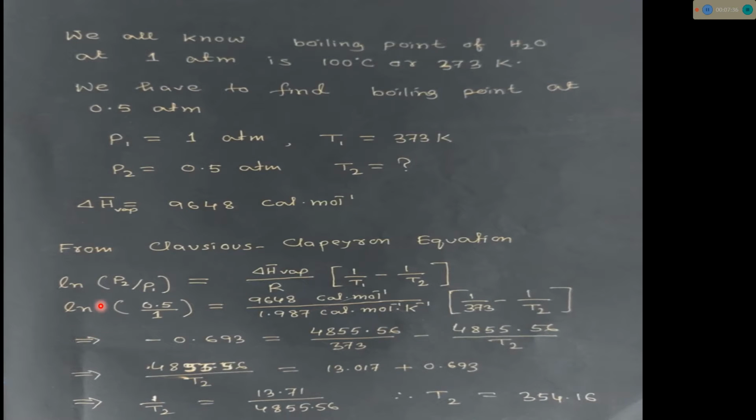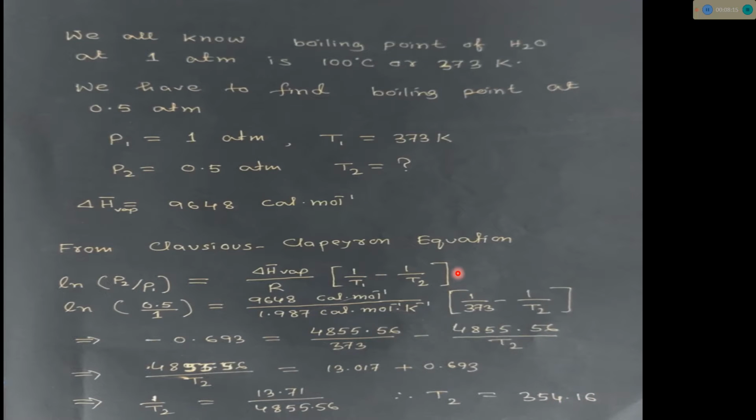So if we put the values, P2 is 0.5 and P1 is 1 atm. Here we have to put R, the value of R in calorie units, that's why it's 1.987. After the calculations, T2 will be 354.16 Kelvin, or as a rounded figure, 354 Kelvin. If they ask for one digit after the decimal, we write 354.2, since 16 rounds to 2.